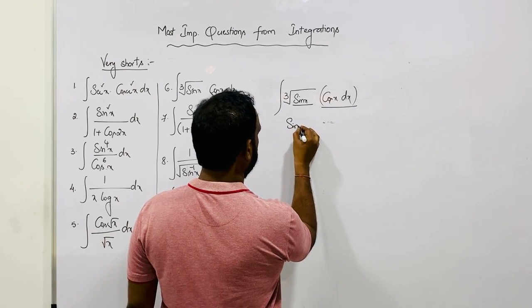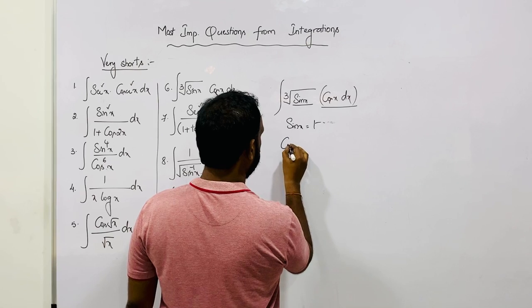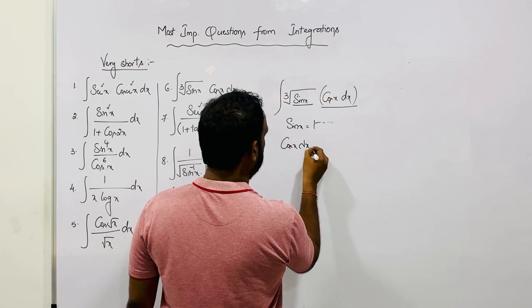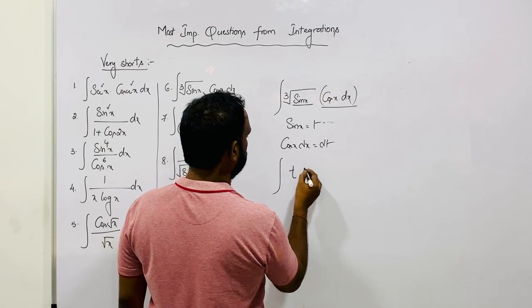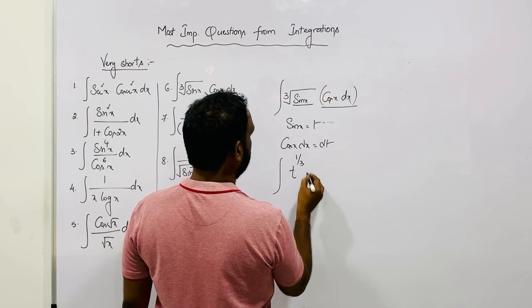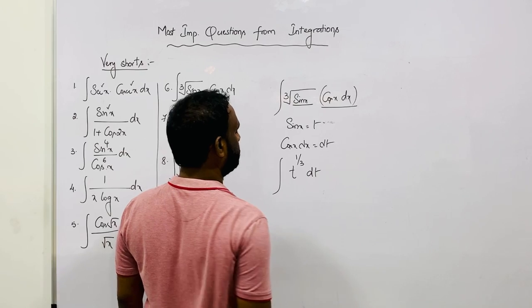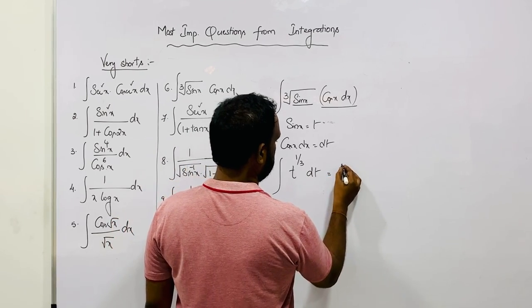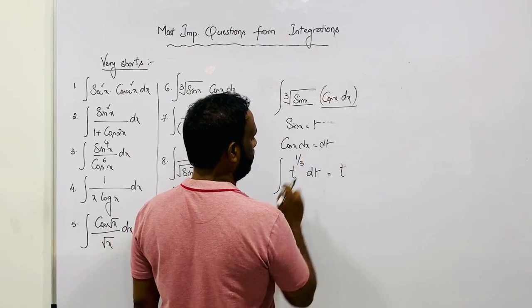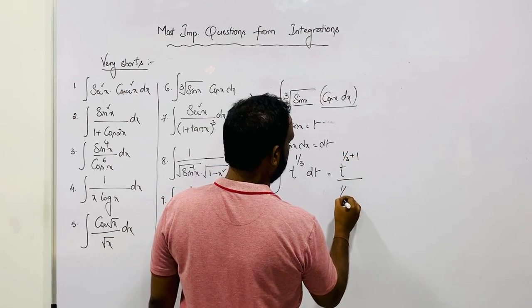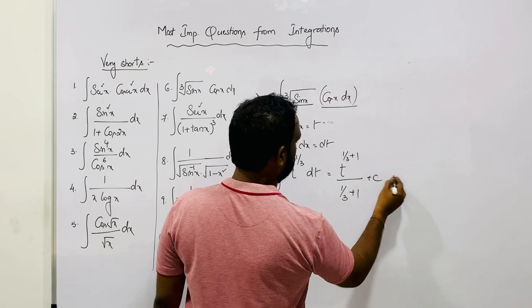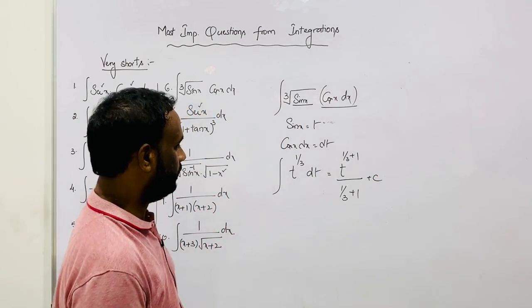So, I am taking sin x equal to t. On differentiation, cos x dx becomes dt. Now, the problem changes into t power 1 by 3 dt. Hence, in the x power n form, it is t power n plus 1 by n plus 1, that is, t power 1 by 3 plus 1 divided by 1 by 3 plus 1, plus c, the constant of integration.